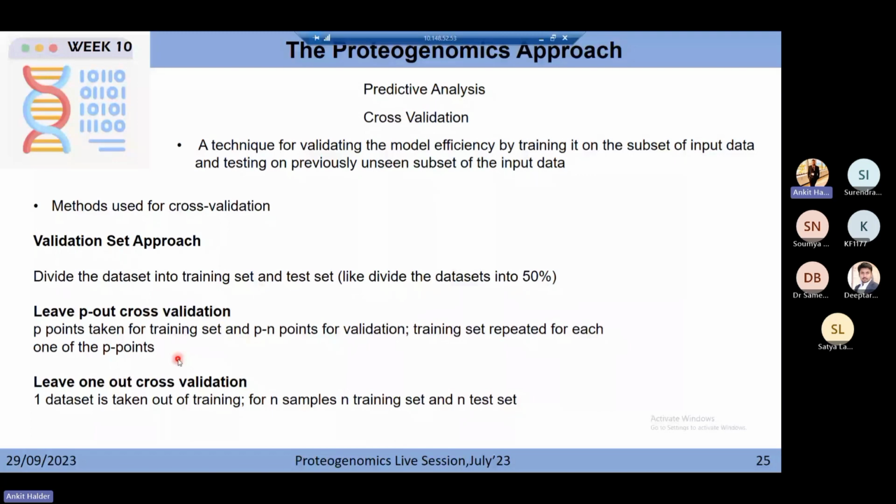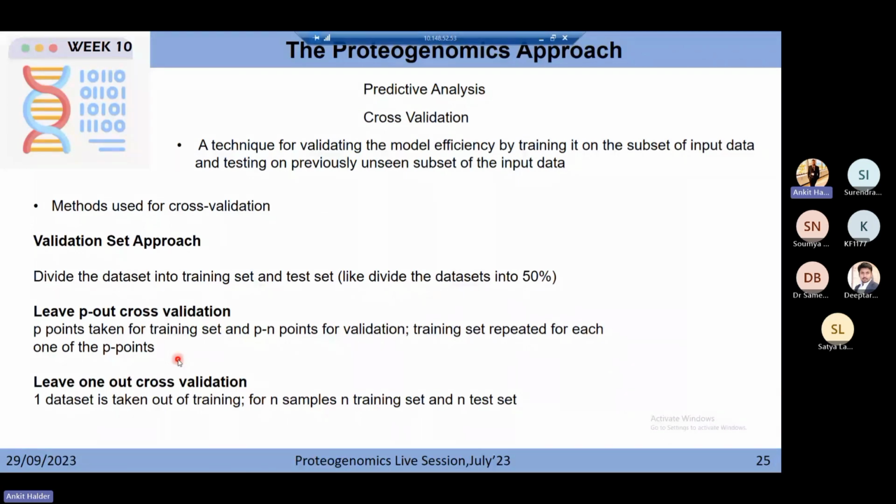So you will take out p points for your training set. This training set is repeated for each one of the p points. This is known as your leave p out cross validation, where you are taking certain data sets for your validation.